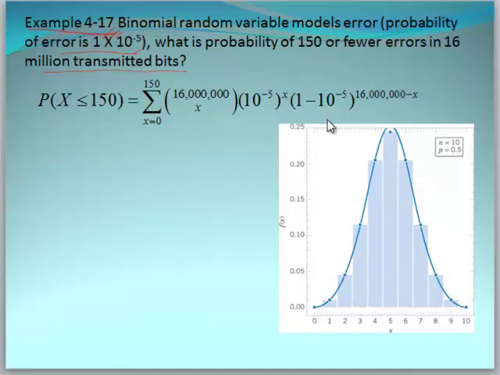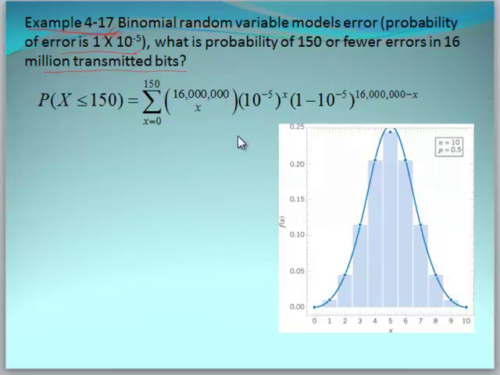And we'd have to do it for 0, and then 1, and then 2, and 3, all the way up to 150, and then add that all up, and we would find the probability that x would be between 0 and 150 errors in 16 million transmitted bits. Well, this is really a cumbersome thing to do.